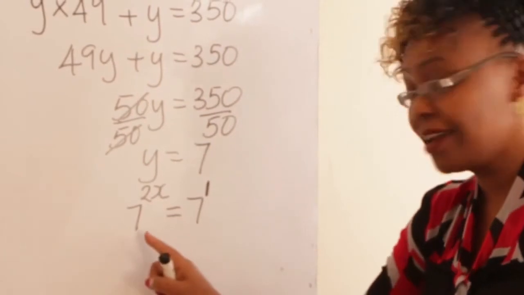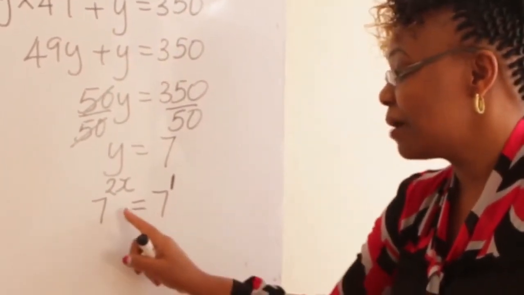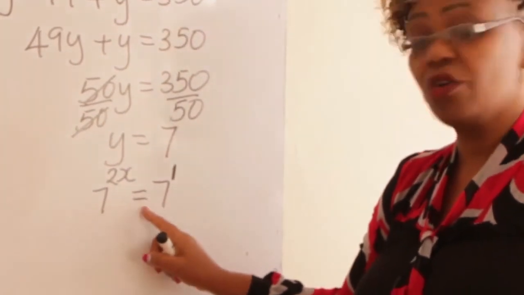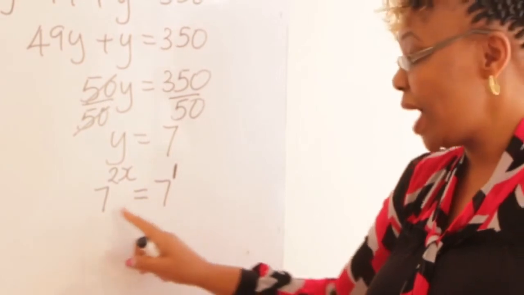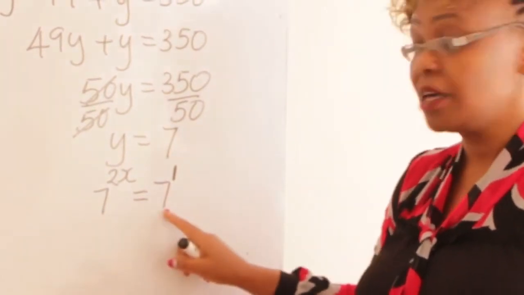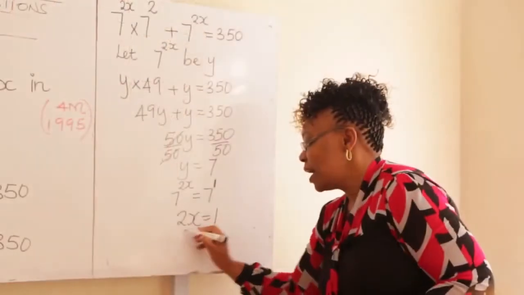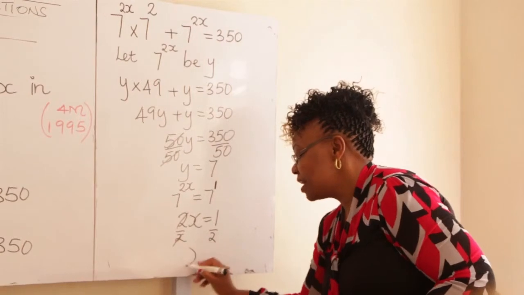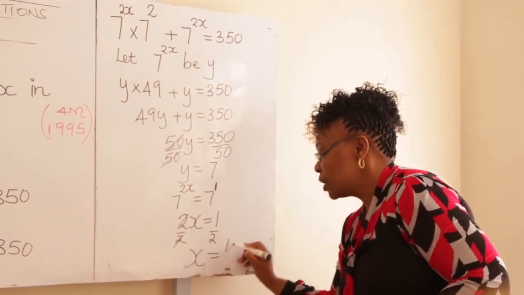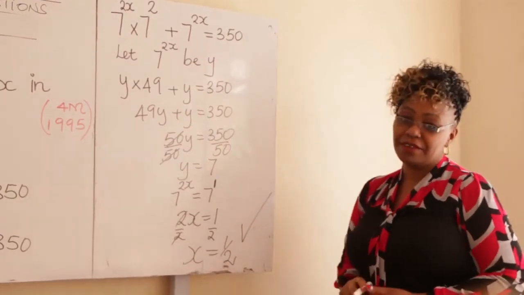Again, look at this learner. You have common base on the edge of the equal to sign. 7, 7. So once you have common bases, you equate the powers. 2x is equals to 1, and therefore divide by 2, divide by 2. Your x therefore is equals to a half.